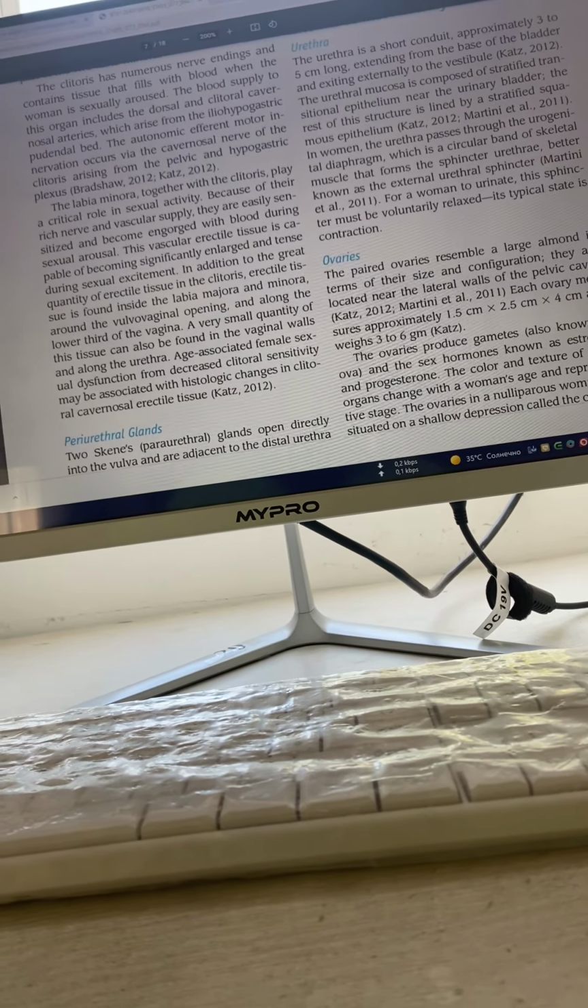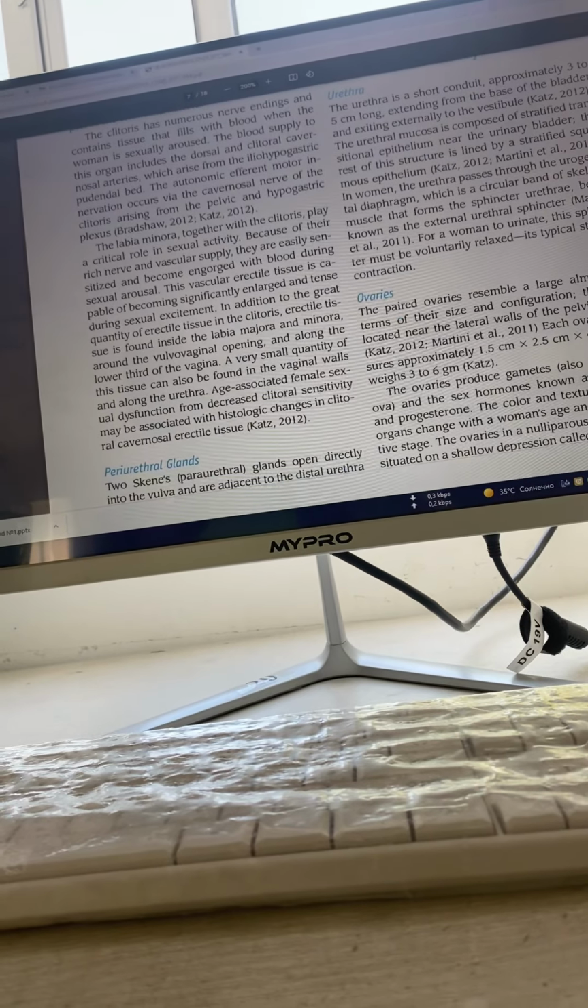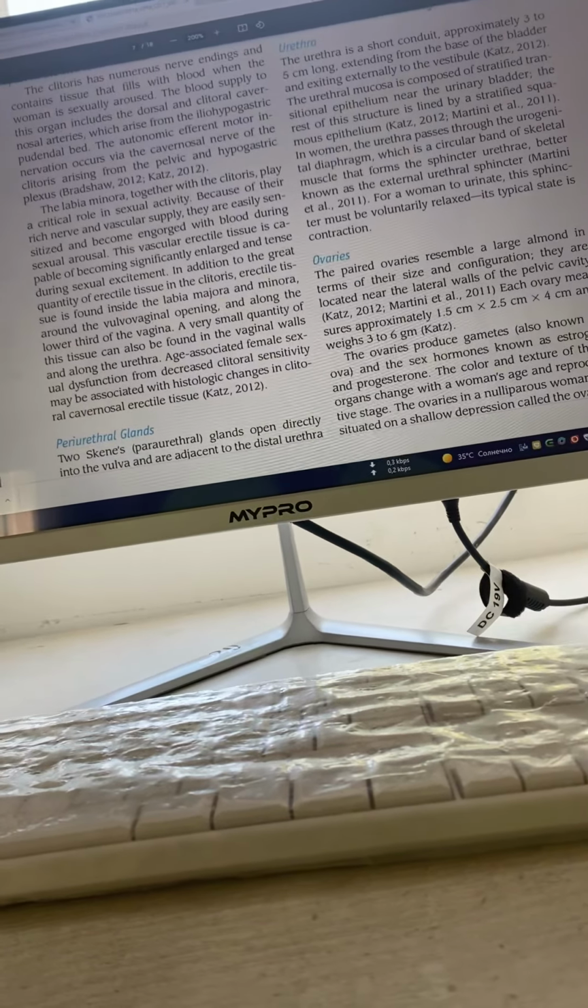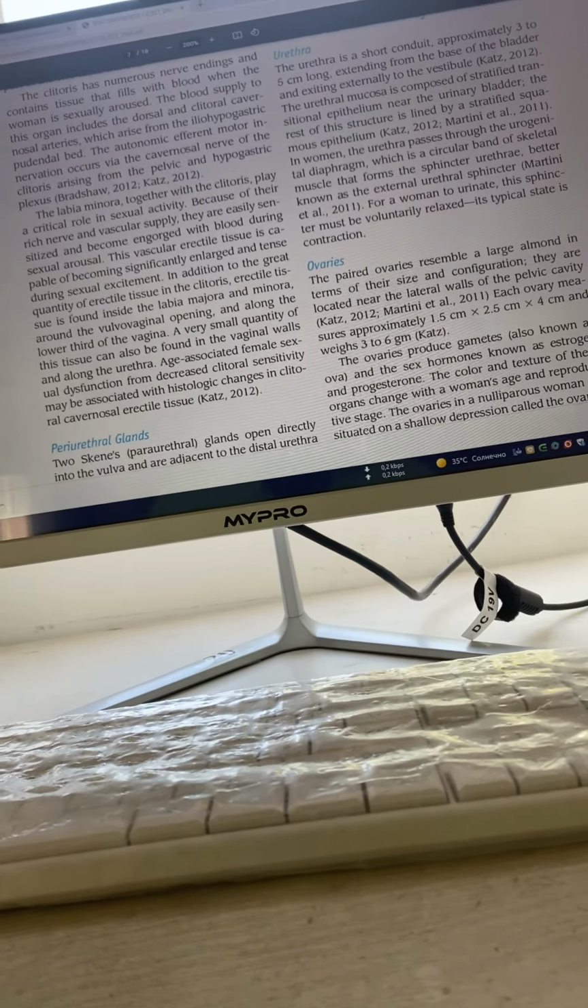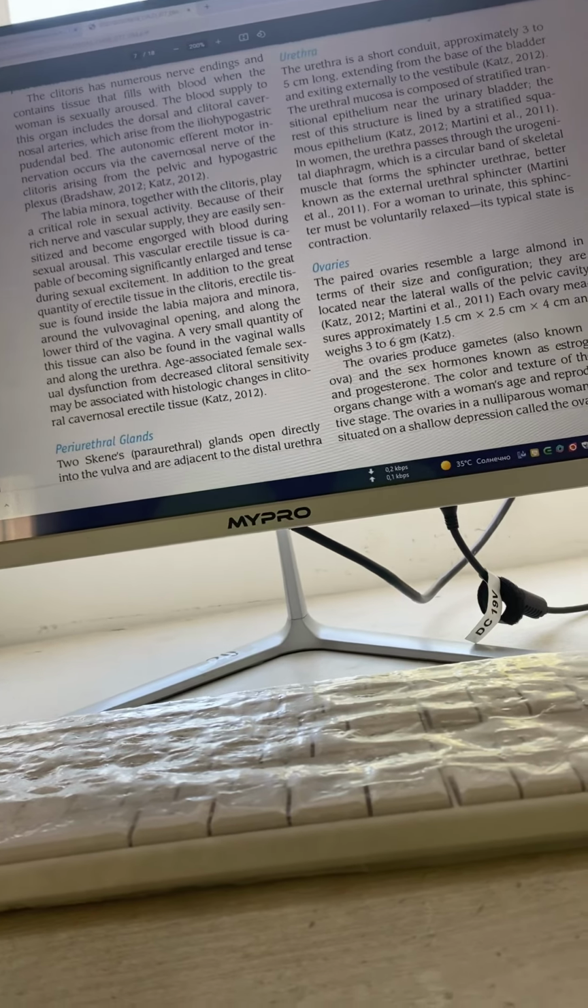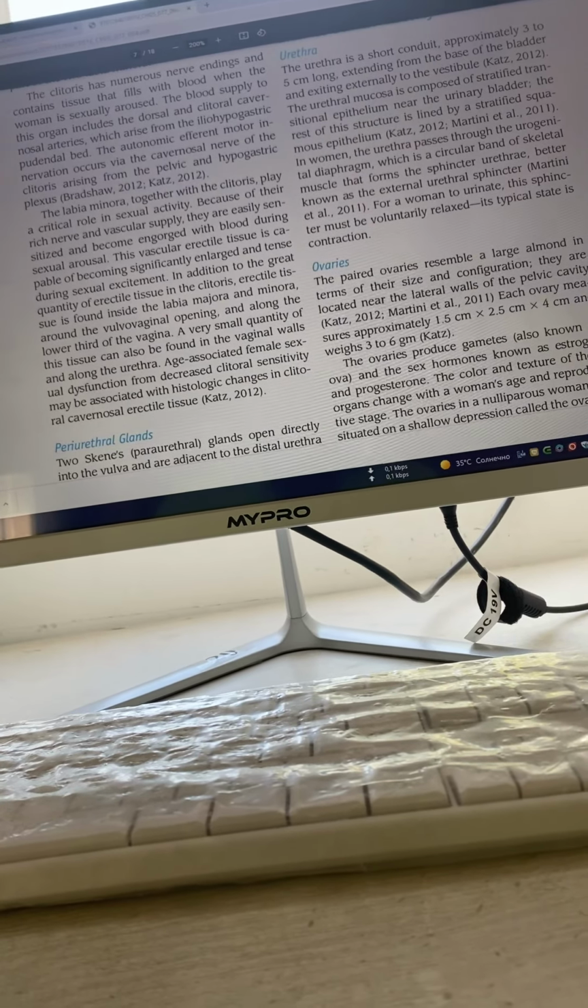because of their rich neurovascular supply. They are easily sensitized and become engorged with blood during arousal. This vascular erectile tissue is capable of becoming significantly enlarged and tense during arousal.